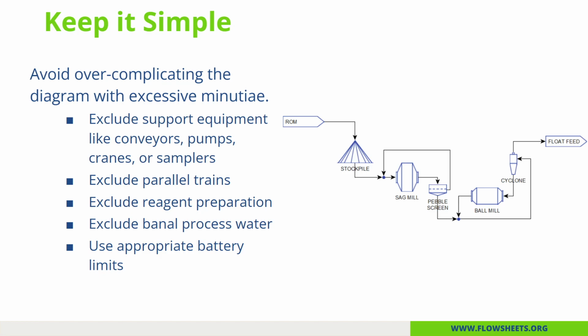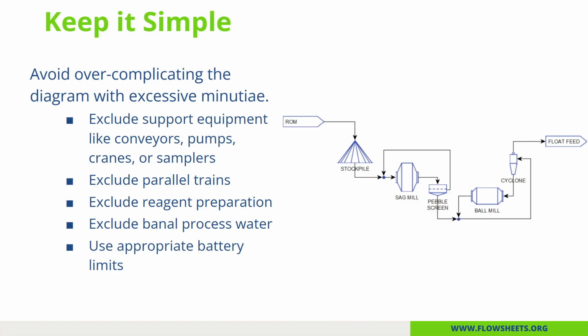Exclude parallel trains because if you've got one ball mill or two, it doesn't matter. You just understand that there's ball milling, unless of course the whole point of the diagram is to explain each piece of equipment, in which case go for it. But in most cases, when you're just trying to communicate a flow sheet idea, you don't want to include parallel equipment. Like for example, the cyclone here, we understand that there's going to be a cyclone cluster, but pictorially it's a lot easier to just put it there as a single cyclone.